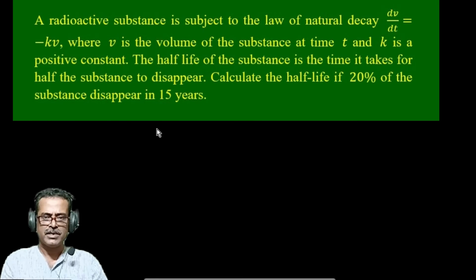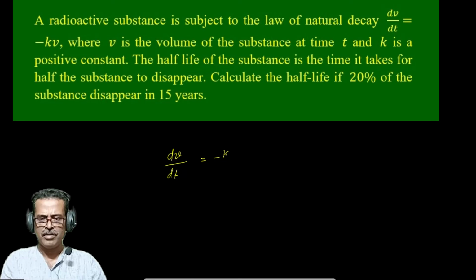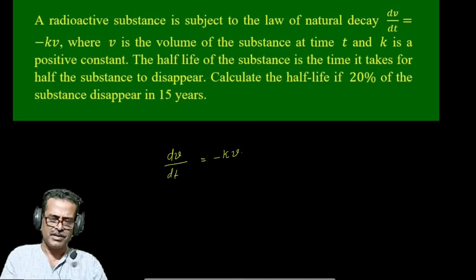A radioactive substance is subjected to the law of natural decay. dV/dt is equal to minus kV, where V is the volume of the substance at time t and k is the positive constant. The half-life of the substance is the time it takes for half the substance to disappear. Calculate the half-life if 20% of the substance disappears in 15 years.